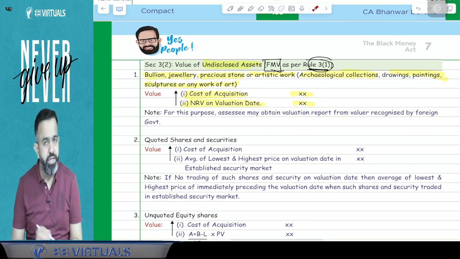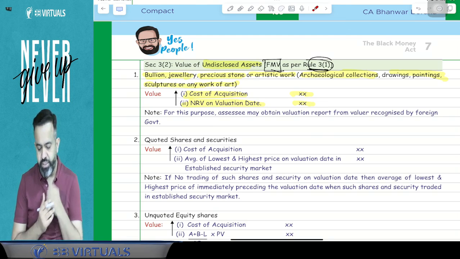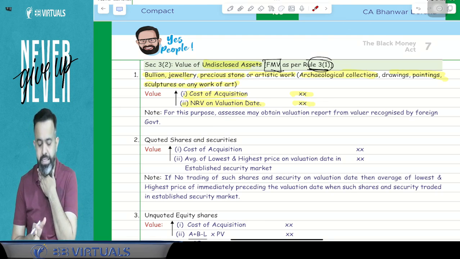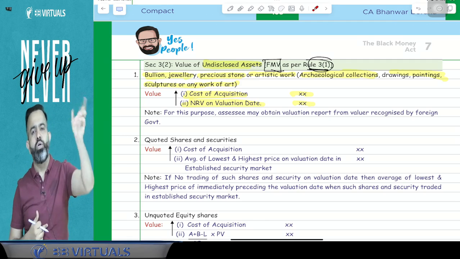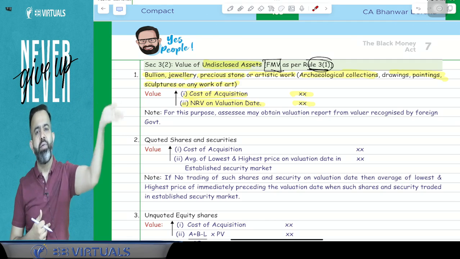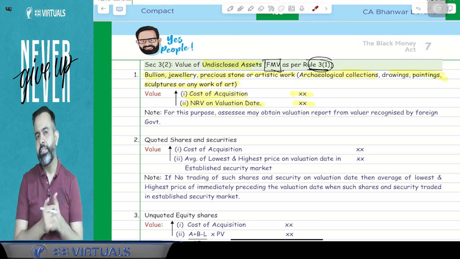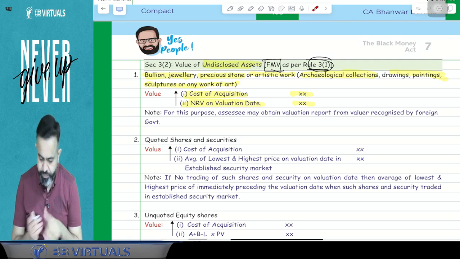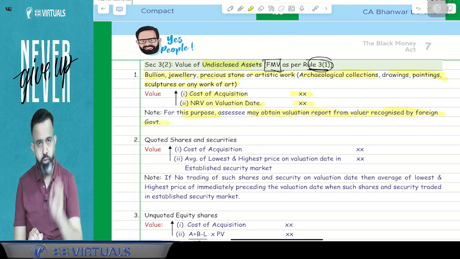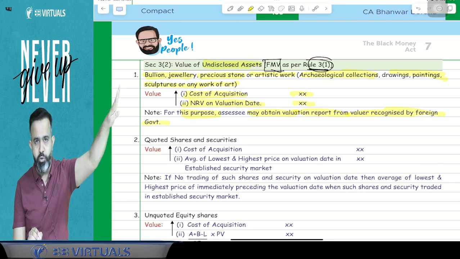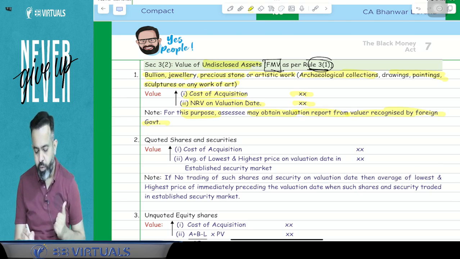So in case of jewelry, drawing, painting, sculpture, archaeological collection, any other work of art and bullion, just take the cost of acquisition, meaning how much you have invested, and the value on the valuation date, whichever is higher. That will be the value, and on that value you have to pay the tax at the rate of 30%. For this purpose, the assessee may obtain the valuation report from a valuer recognized by the foreign government. From a foreign registered valuer, you can get the report of the NRV.